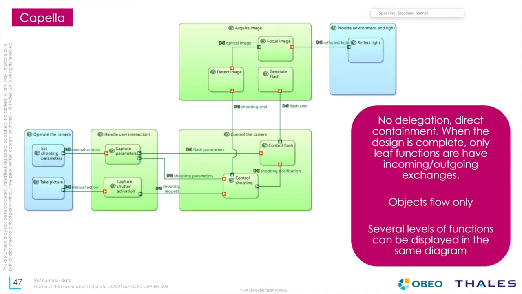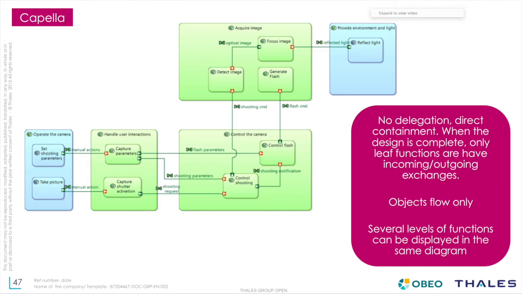In Capella, the philosophy is significantly different. So I already said that we focus on object flow, so the dependencies between functions, and we forget about control flows. But the bigger difference is that we don't use delegation mechanisms, and we use direct containment between functions. So we don't have equivalent of activity and actions, or actions that call activities. So the breakdown of a functional tree is really based on the containment between functions.